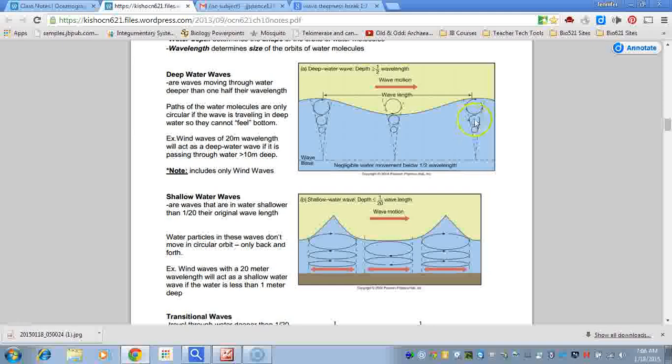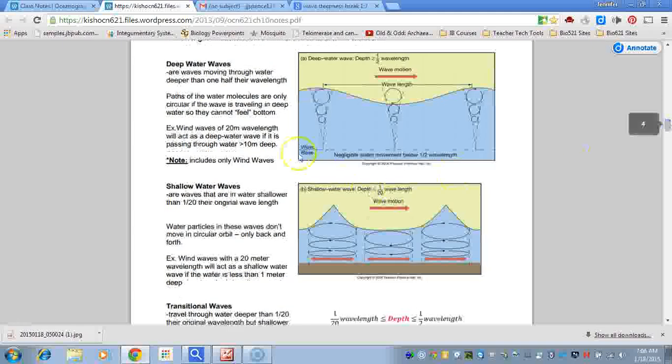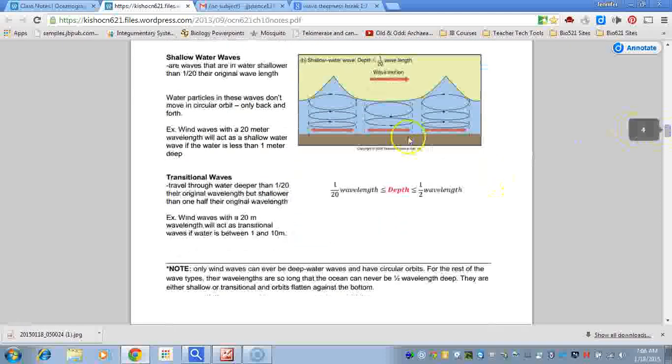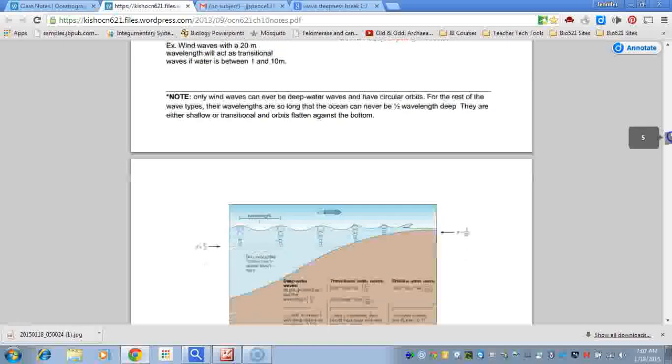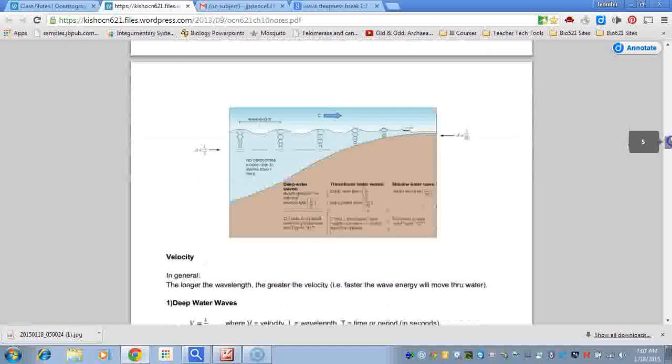Wind waves that are out farther are deep enough that they don't feel that pull from the ocean floor, so the water particles are going to keep moving in circular orbits. Whereas once they get closer to shore, or if we're talking about waves with really long wavelengths like tsunamis, seiches and tides, they will always feel the pull of the ocean floor because they're not deep enough. So they're shallow and their water particles move in a flattened orbit, not circular orbits. So the only ones that can be deep water waves are wind waves.